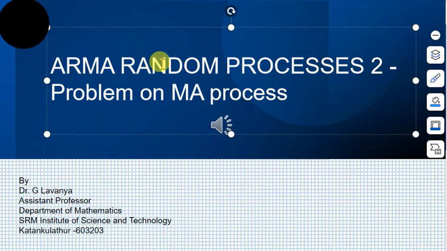In this lecture, the second lecture on ARMA random processes, auto-regressive moving average process, we are going to discuss a small problem based on the moving average process, whose characteristics like mean, variance, and autocorrelation function were discussed in detail in my previous lecture. Right, let us now take the problem.